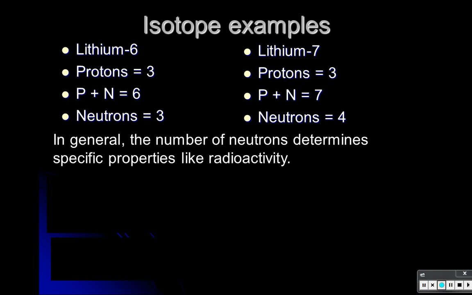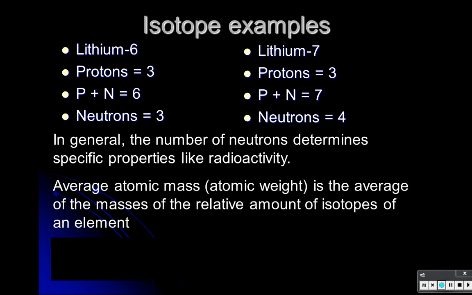In general, the number of neutrons determines some specific properties about an atom, like radioactivity. You may find that one isotope of an element is radioactive, but the others aren't. The average atomic mass, which is also called the atomic weight, if you look on your periodic table, is the big number with lots of decimals at the bottom of each symbol. That's the average of the masses of the relative amounts of isotopes of an element.